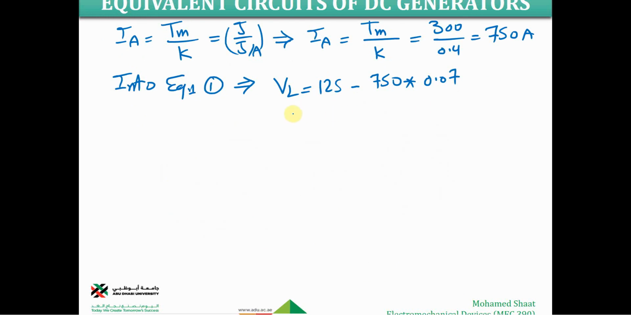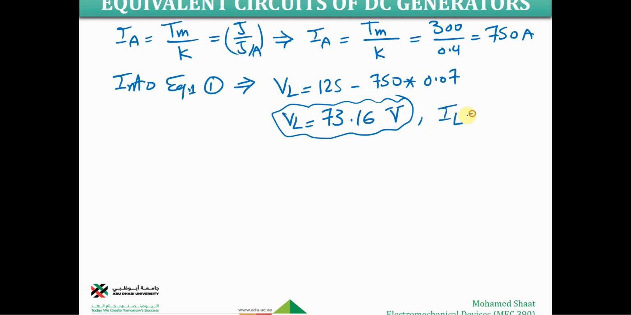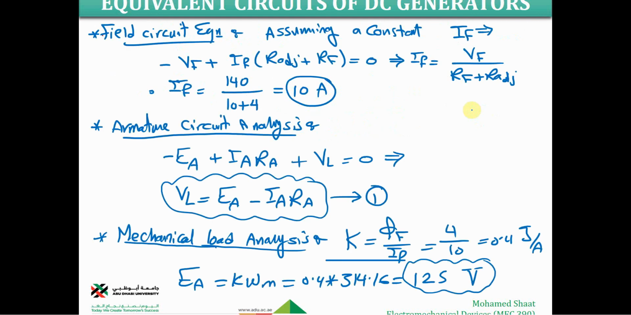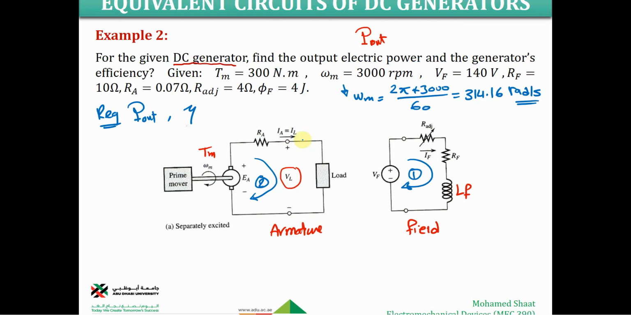Doing the calculations, you're going to end up with VL of 73.16 volts. This is going to be the output voltage. Make sense? And in the meanwhile, you should understand that IA equals IL. IL is the load current, the output current, and this is the output voltage.